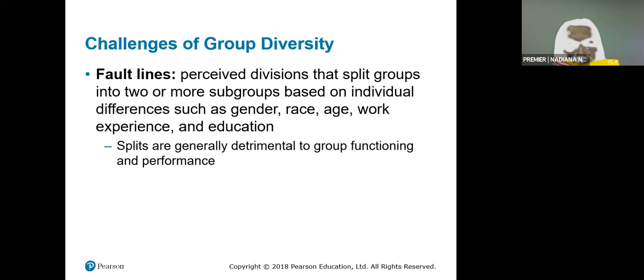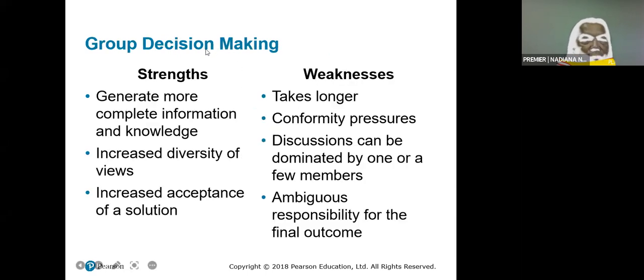Challenge of group diversity: faultlines, perceived divisions that split a group into two or more subgroups based on individual differences such as gender, race, age, work experience, and education. Splits are generally detrimental to group functioning and performance. Now, group decision making: the strengths of group decision making and the weaknesses of group decision making.